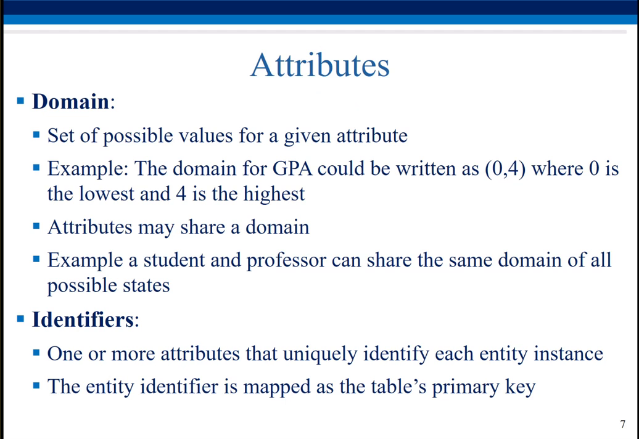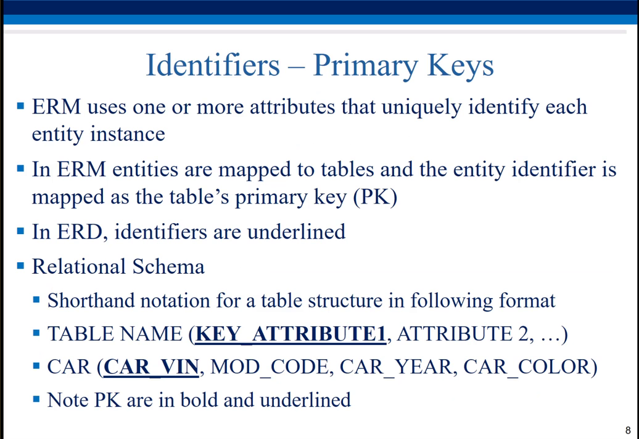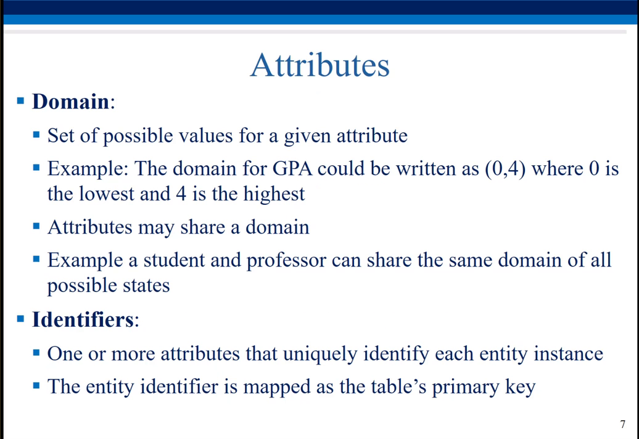And then an attribute can share a domain. An example is a student and a professor that have the same domain of all possible states. And we have identifiers, which are one or more attributes that can identify each instance. The entity can map to the primary key, as we talked about before.